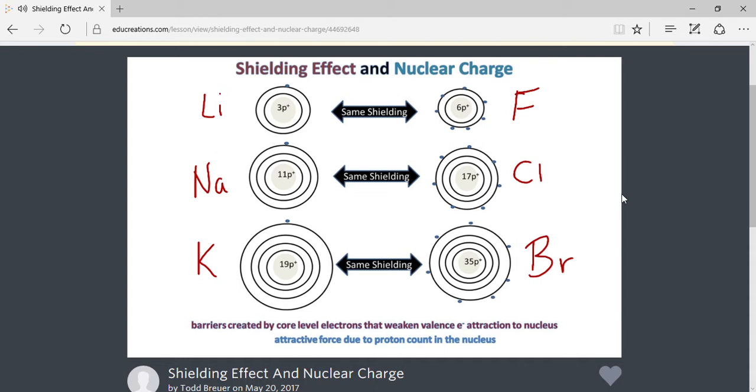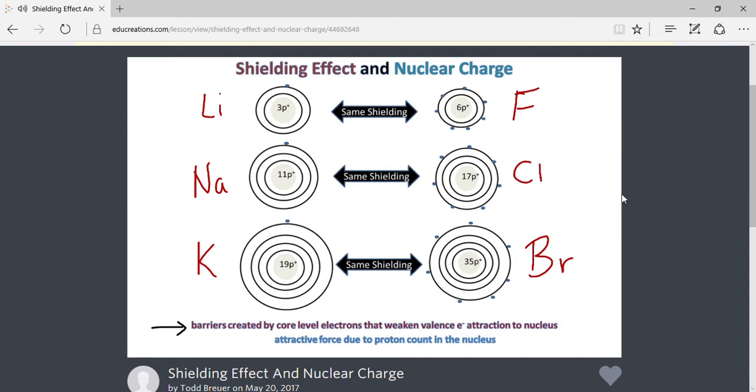However, if we were to compare lithium to sodium, the shielding effect would be different for these 2 atoms because of the size or the number of energy levels occupied by electrons. Shielding can be described as barriers that are created by the core level electrons. The core level electrons would be the lower energy level electrons.